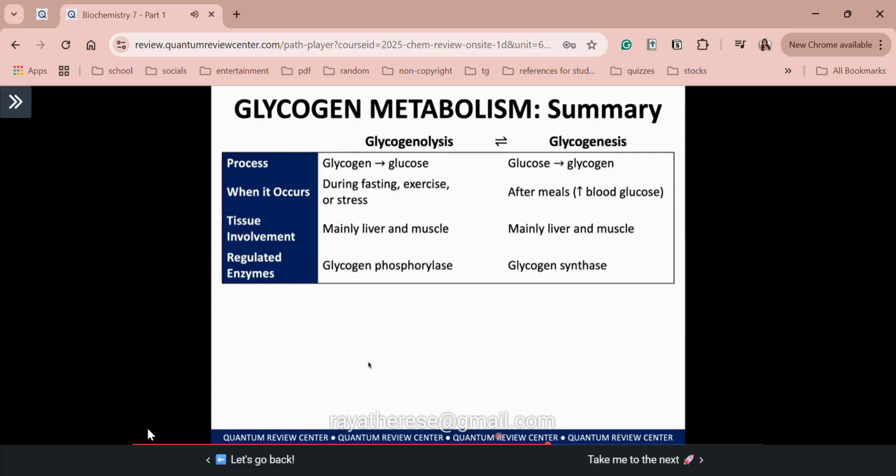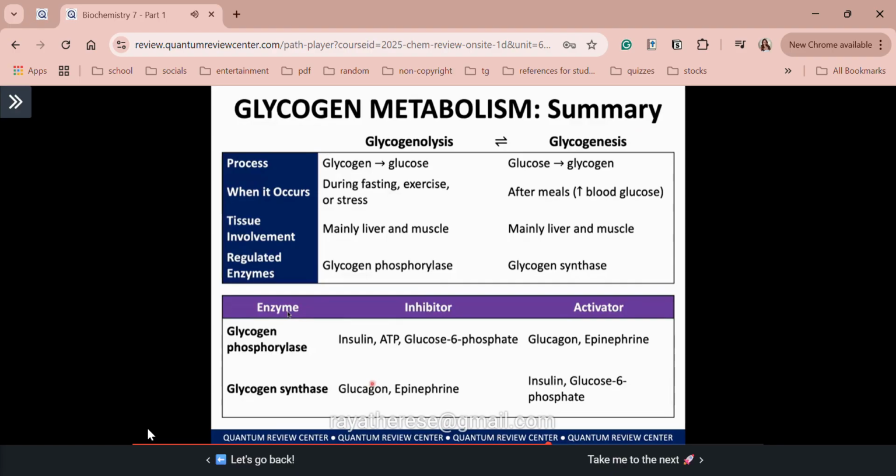So sir, there are only two enzymes for regulation. Yes. And class, as you can see here, the majority of the effector molecules, for instance the inhibitor and activator, are hormones. For phosphorylase, we have insulin. So remember class, insulin is a hormone that we discussed in our biologically important peptides. Later on in our discussion, we will see its specific mechanism.